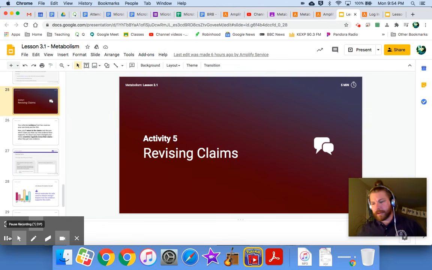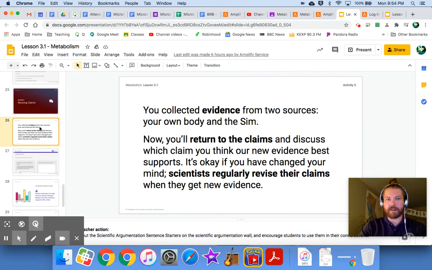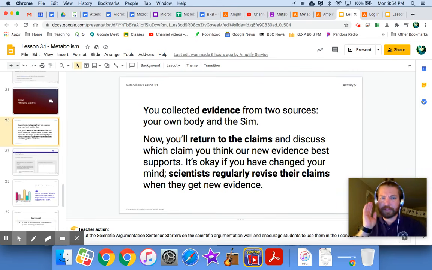Awesome. We have our results. We have our data. We've collected it. Now let's revise our claim. We collected evidence from two sources, from our own body when we ran in place and from the sim. Now we'll return to the claims, discuss which claim you think our new evidence best supports.